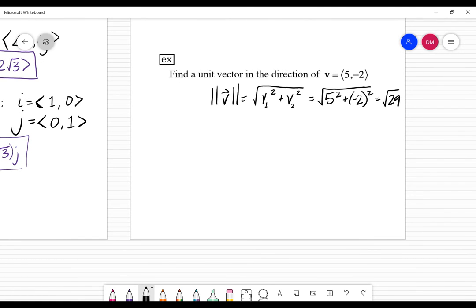The reason why I bring that up is I told you we want to divide out. In order to find my unit vector, I want to divide out any magnitude that v has from vector v. So I'm going to just go ahead and do v1, v2 here.